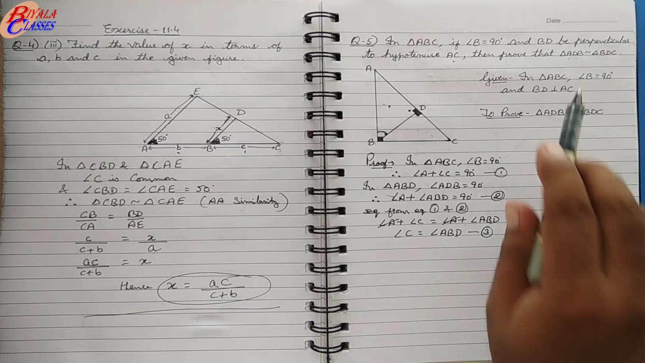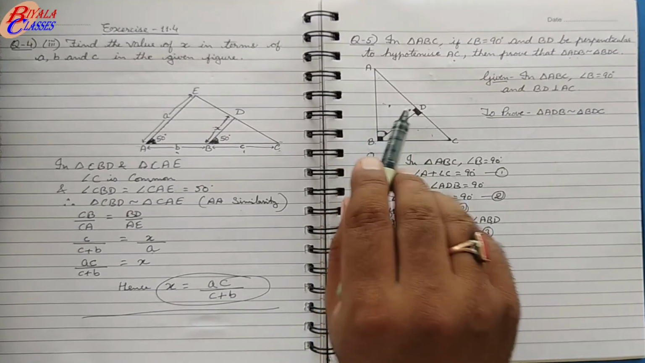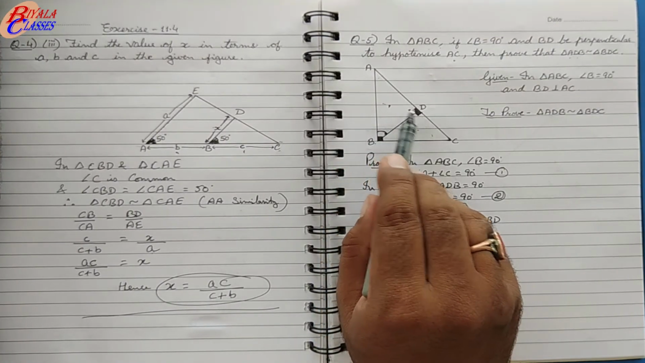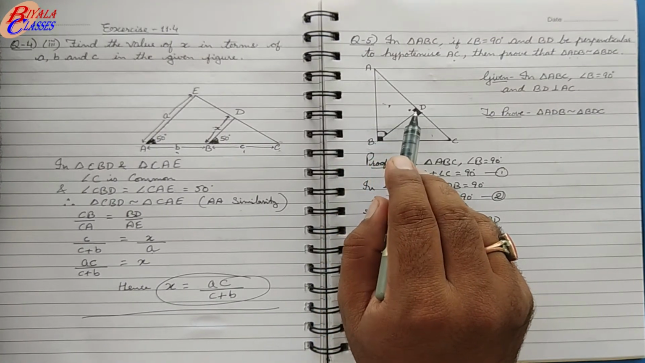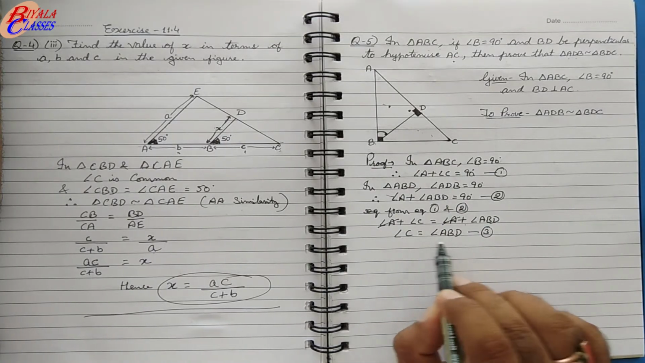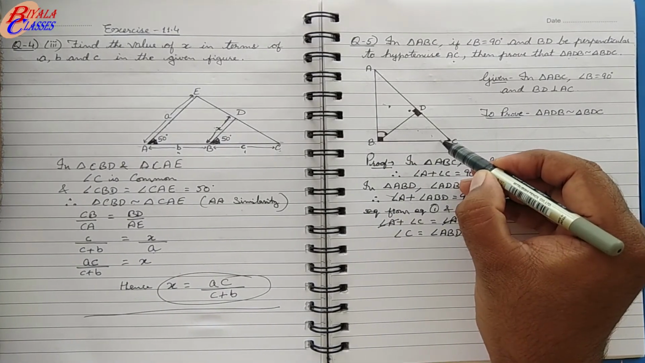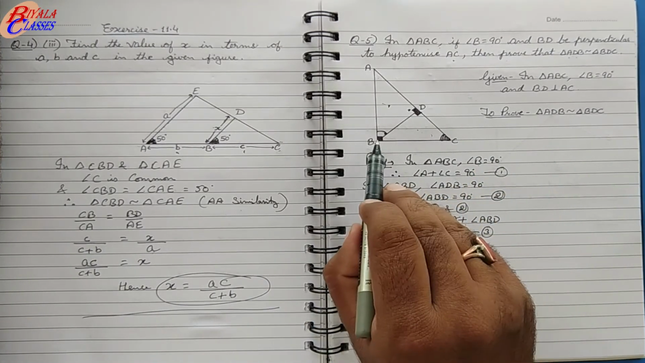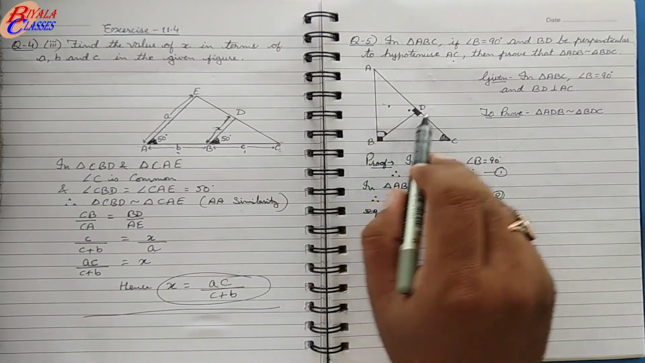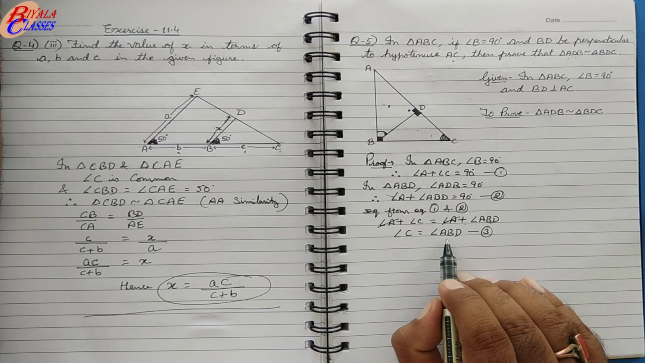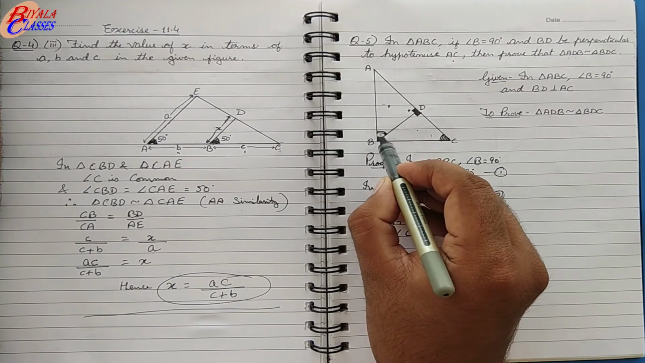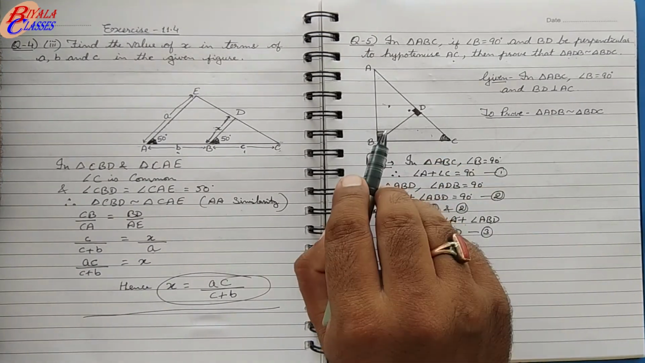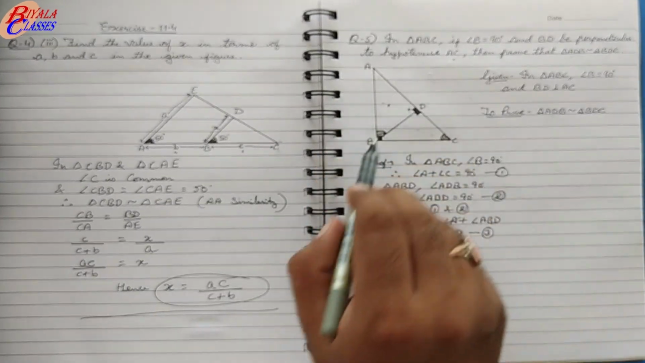Now here we had to prove these two triangles similar. So one angle was already equal, 90 degrees each, and if you check this angle C, which is part of triangle BDC, and this angle ABD, which is part of triangle ADB.